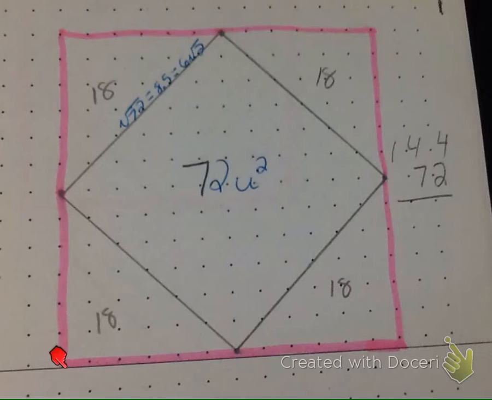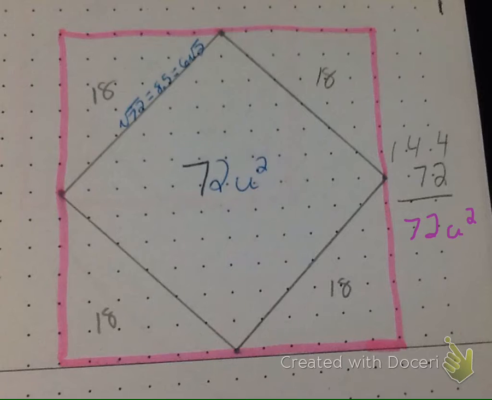Now, the whole thing, the whole base for the square that surrounds my tilted square is 1, 2, 3, 4, 5, 6, 7, 8, 9, 10, 11, 12. And 12 times 12 is 144. So to find this area, I took 144 and I subtracted away from it 4 times 18. 4 times 18 is 72, and when I did that, I ended up with 72 units squared.